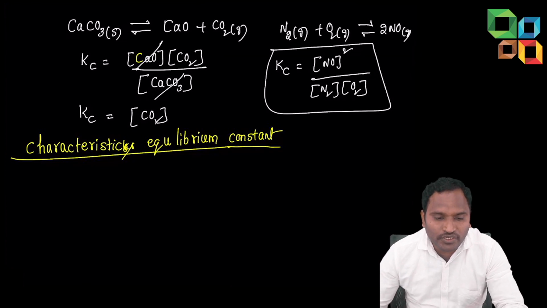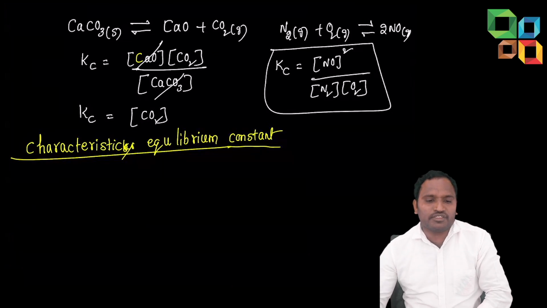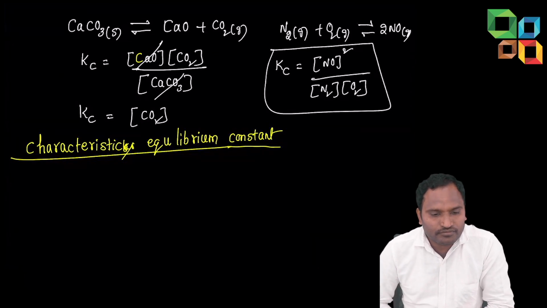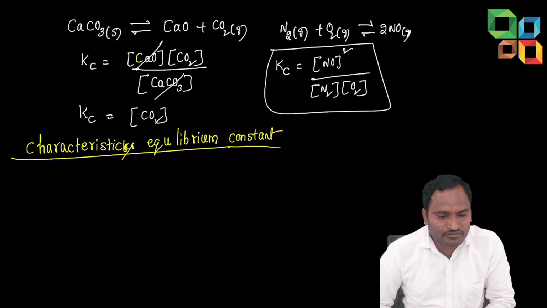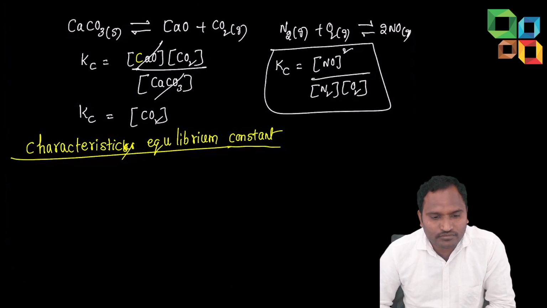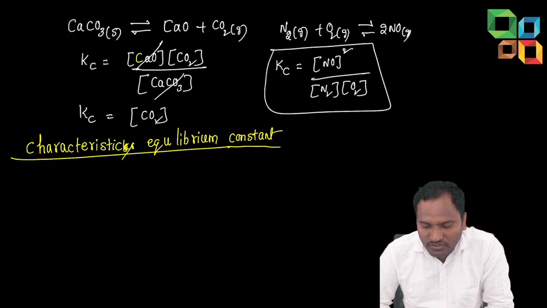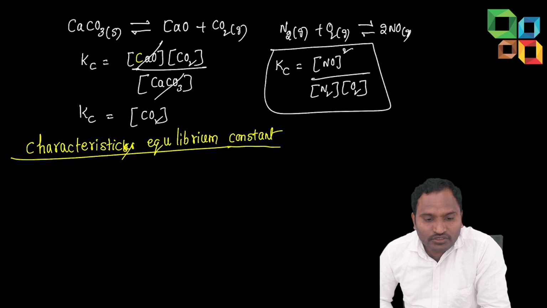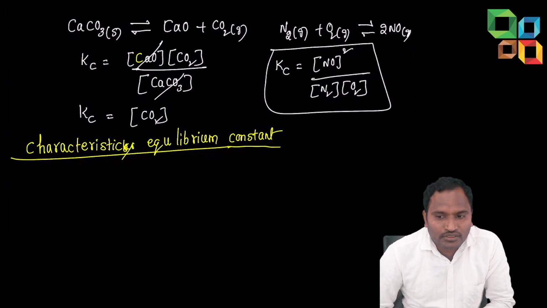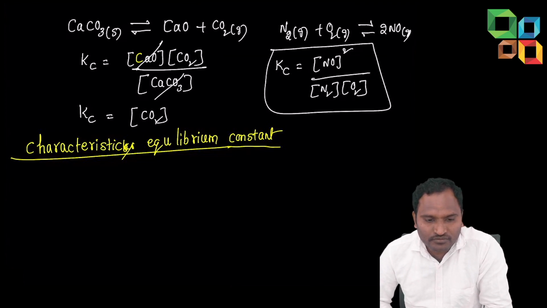In the case of solids, their concentrations will be taken as unity. We will consider it as one only, so that we can cancel it. There's not much difference in the concentrations. Why didn't you cancel CO2? CO2 is a gas. It won't occupy a definite volume. Its volume will change, so you can't always take unity.